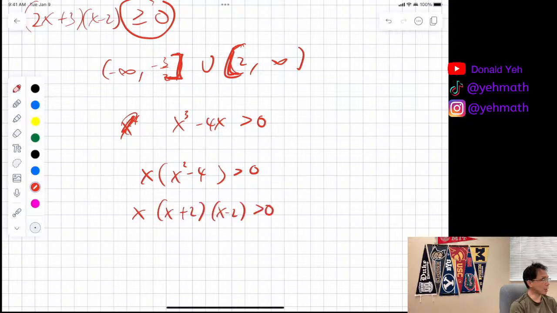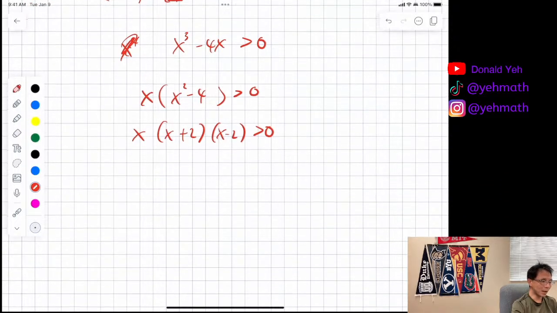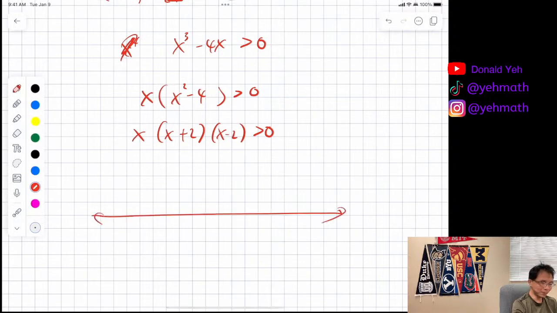Now, this is not a quadratic inequality. This is a higher-degree, a compound inequality. The idea is still the same. You set each one equal to 0, right? So that it's going to give you 0, -2, and 2. I'm going to write down all the factors here.